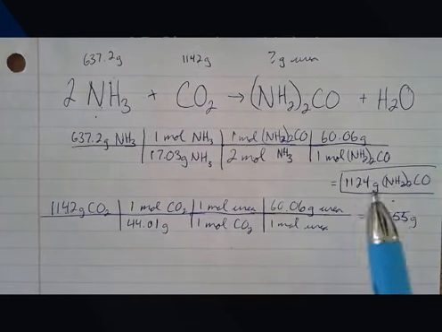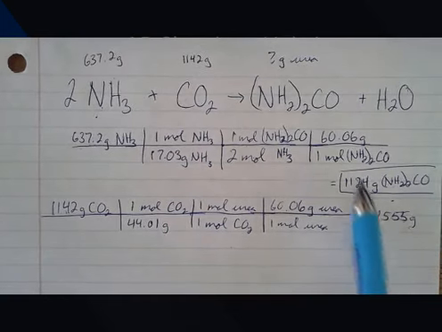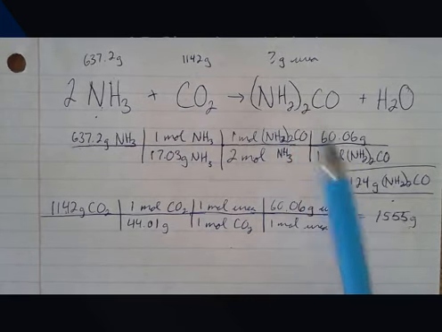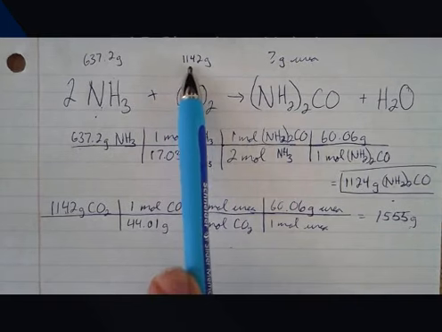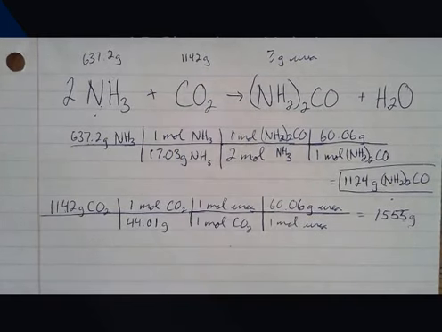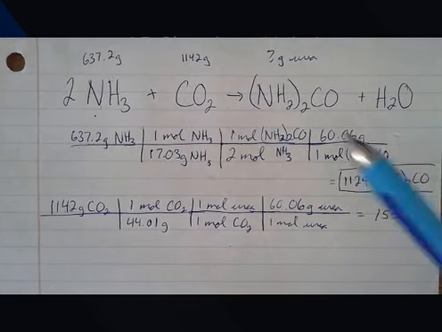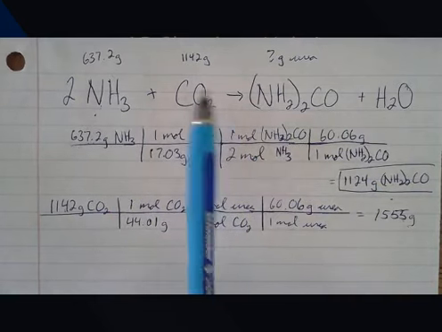A third way to do it would be to take the amount that we're going to produce and calculate back how much carbon dioxide that used up, and it's going to be less than 1142, and then we could subtract that. So it's all just a difference in when you subtract and when you don't, and what product or reagent you're using to calculate to CO2.